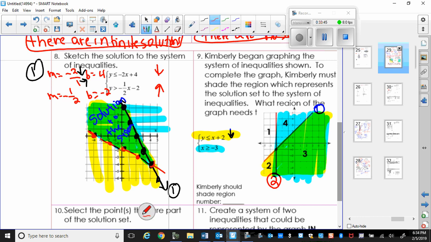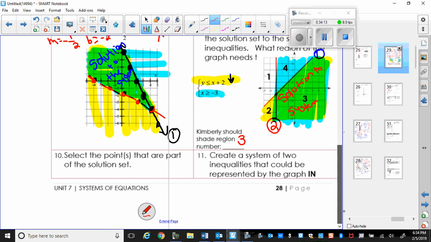Remember before I told you, your job here is to figure out the solution to the system. It's always the place where it overlaps. The solution to the system, right? So what are they asking for? What region of the graph should be shaded? What is the shaded solution to this system? It's region number 3. Okay?